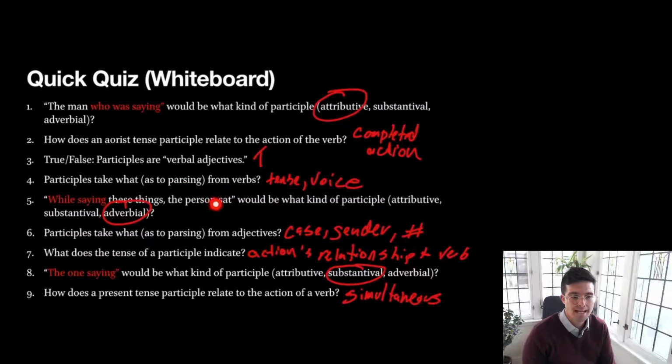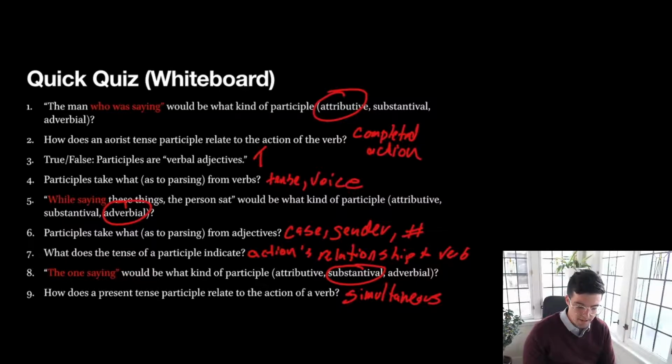The person sat. Participles take what from adjectives? They take case, gender, and number. The tense of a participle indicates the action of the participle's relationship to the main verb. So whether it's completed or simultaneous with respect to the aorist and the present, respectively. The one saying would be a substantival participle. It's standing in for a noun as the subject.